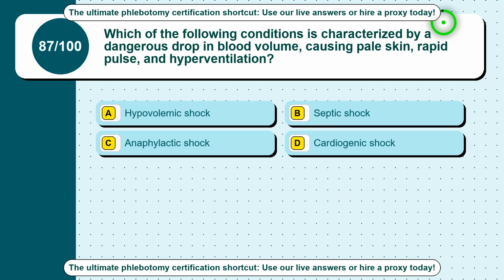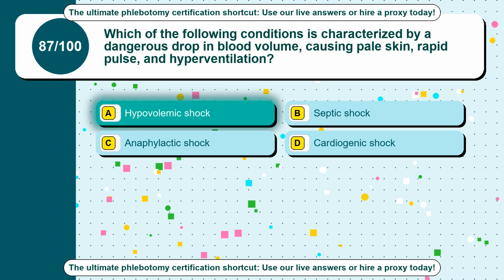Question 87. Which of the following conditions is characterized by a dangerous drop in blood volume, causing pale skin, rapid pulse, and hyperventilation? Option A. Hypovolemic shock. Option B. Septic shock. Option C. Anaphylactic shock. Option D. Cardiogenic shock. The correct answer is option A.